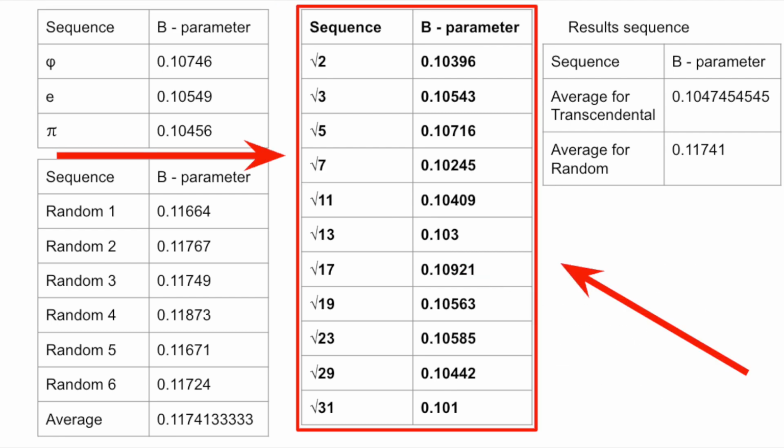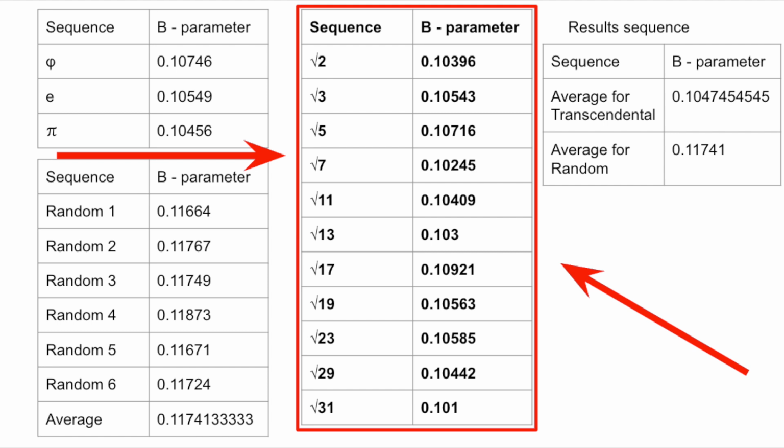Let's look at the middle table next. This middle table shows the b parameters of the square root of a few prime numbers. These prime numbers have very similar b parameters to both each other and the numbers in the top left table. I tried several fits, but it simply seems that they stay close to the average of 0.04 without changing over time. This average b parameter of 0.04 seems to be a property of transcendental numbers, since both the square roots of prime numbers and pi, e, and phi stay close to it.